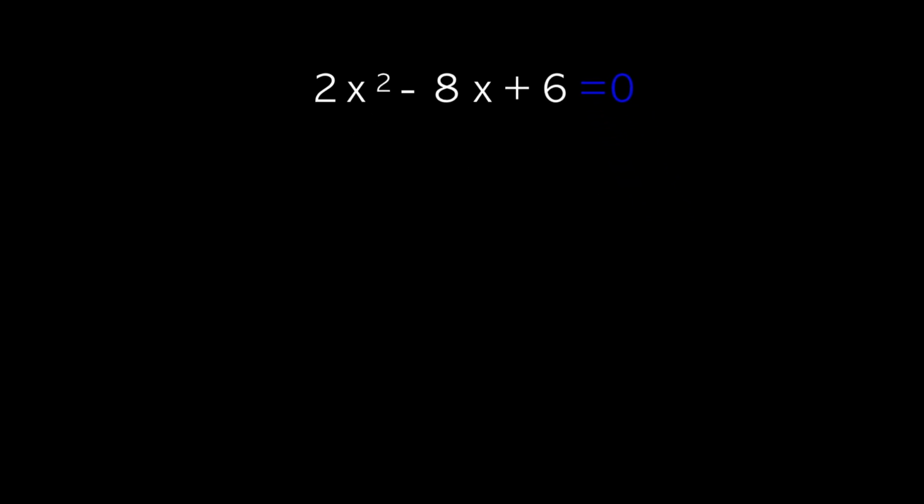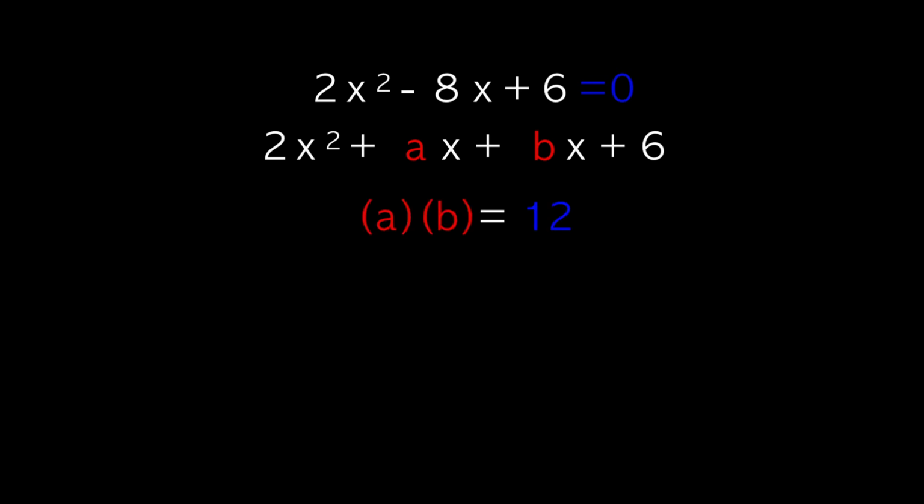First, we replace the minus 8x with two different x term numbers, where a times b is equal to 2 times 6, or 12, and a plus b is equal to negative 8. Negative 6 and negative 2 match this description, with negative 6 times negative 2 equal to 12, and negative 6 plus negative 2 is equal to negative 8. So we replace the a's and the b's with negative 6 and negative 2, giving us 2x squared minus 6x minus 2x plus 6. Now we factor by grouping.